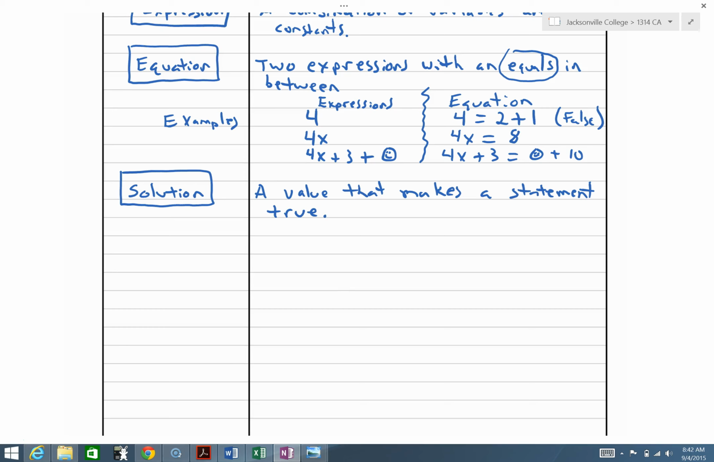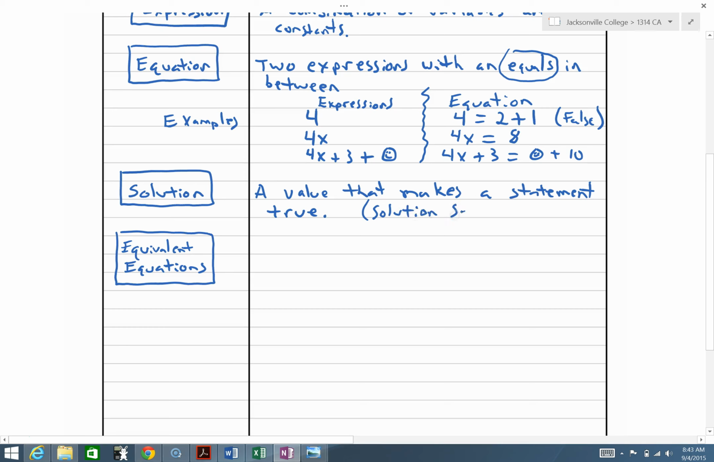Equivalent equations. Let me go back up to solution. We can also say solution set. A solution set is simply, sometimes there's more than one solution. Even one number we can say belongs to the solution set. So solution and solution set are virtual synonyms. In the case of a solution set, it is a set of numbers that makes the statement true. Equivalent equations are two or more equations with the same solutions.